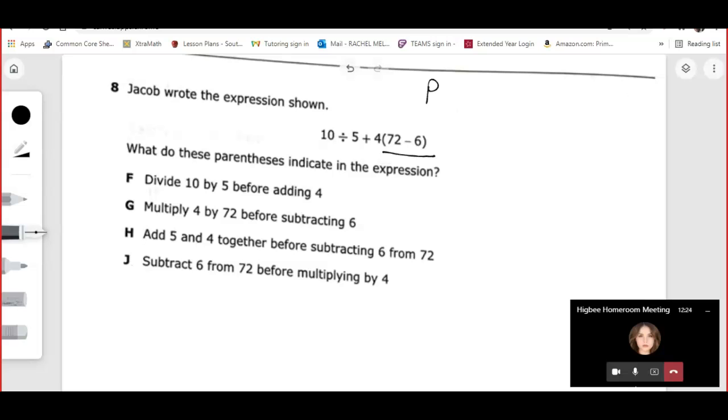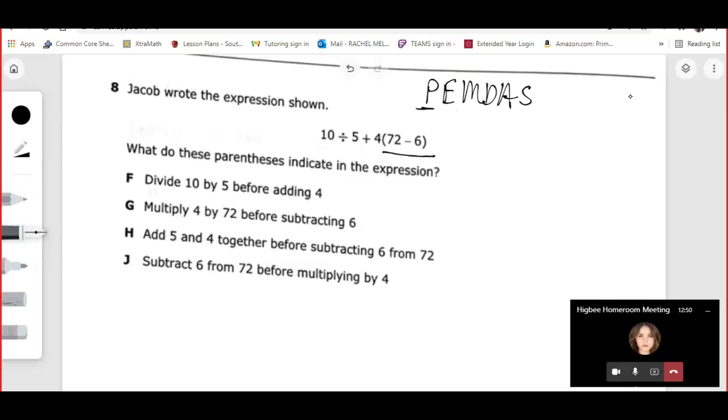So again, when I have PEMDAS, what's first? Parentheses. Okay, so that tells me that I need to do that first, correct? Yes or no? Yes.